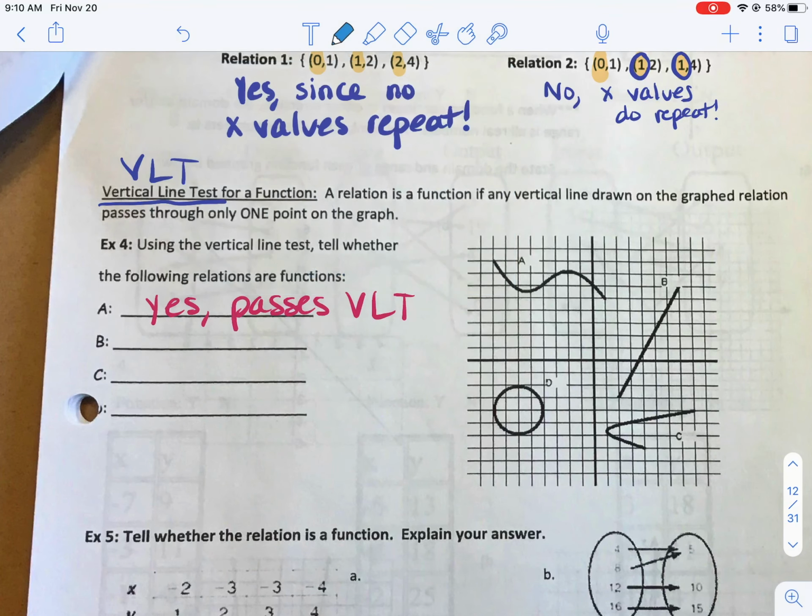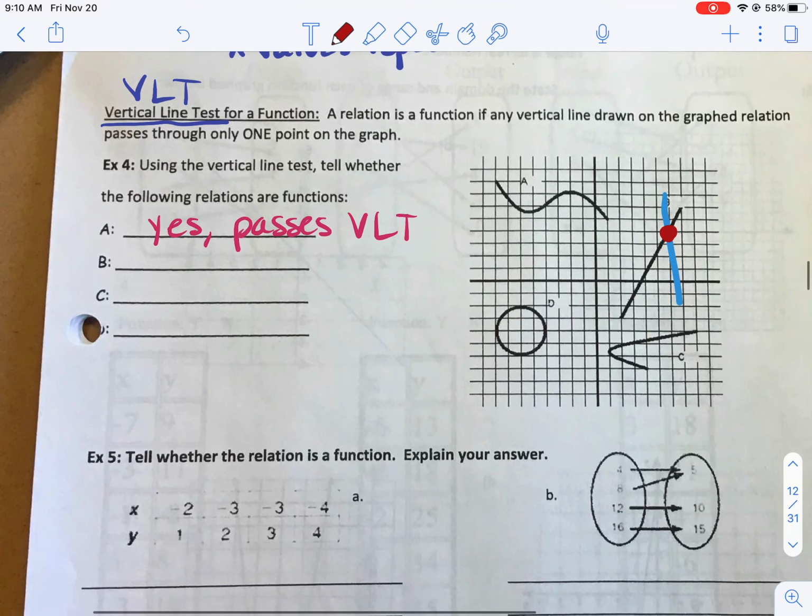If I look at B, let me draw my vertical line. Same thing, this is a linear function. If I move my line back and forth, I can see it's only going to hit at one spot every place that it's crossing. So again, yes, it passes the VLT.